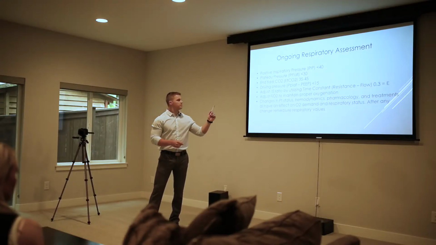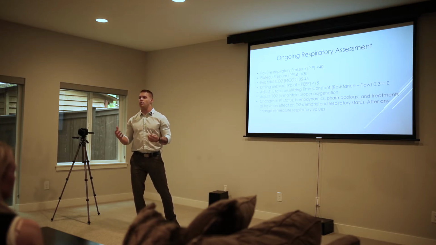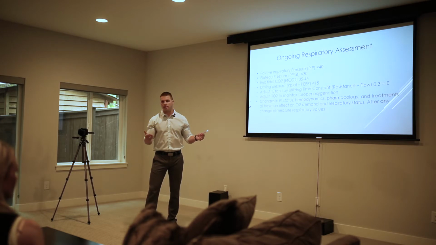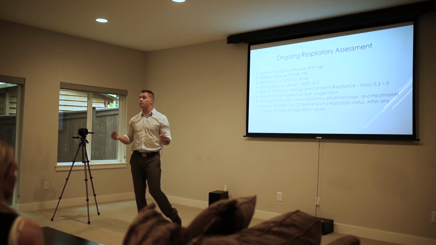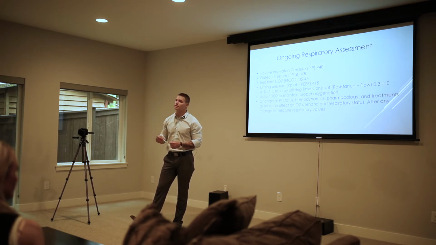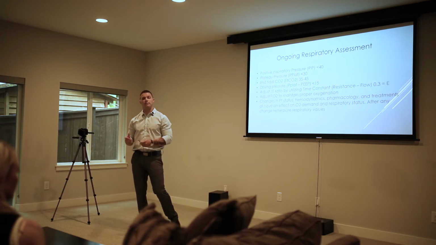So we can calculate our resistance, which is just a formula of our PIPs minus our plats. That shows our resistance. And then our flow. Our flow on all of our ventilators comes back to us in liters per minute. Specifically with this calculation, we need to utilize liters per second. All you need to do is take your value on your ventilator for liters per minute divided by 60. So we can use it for this formula.